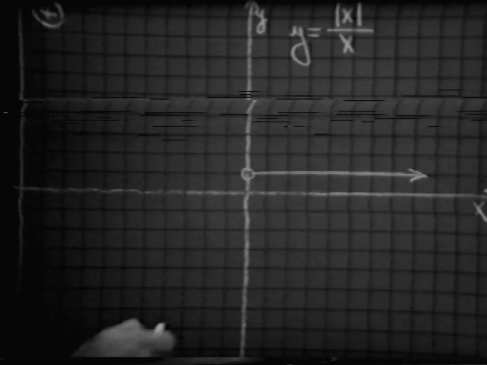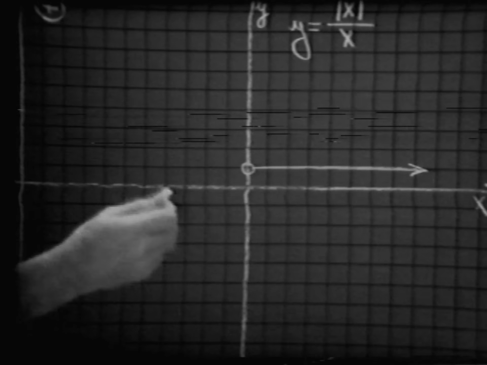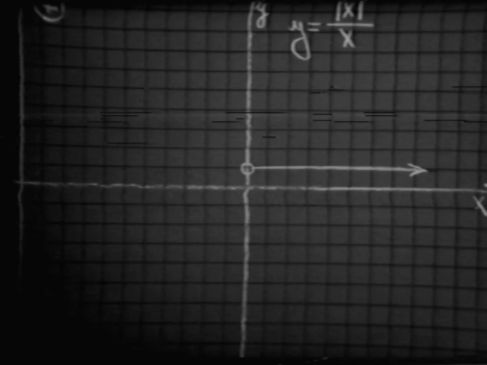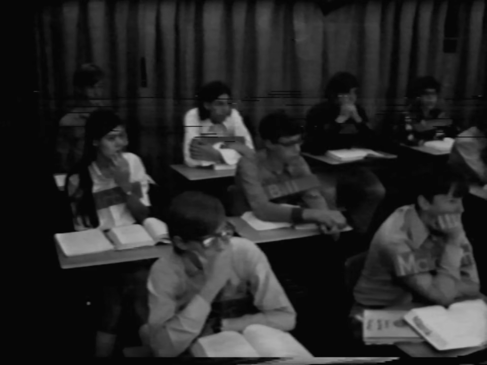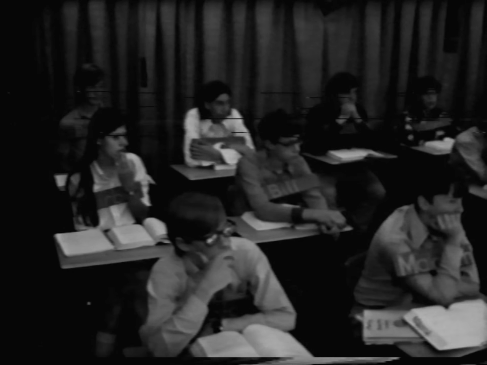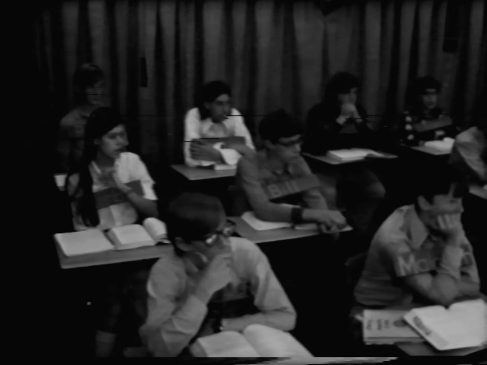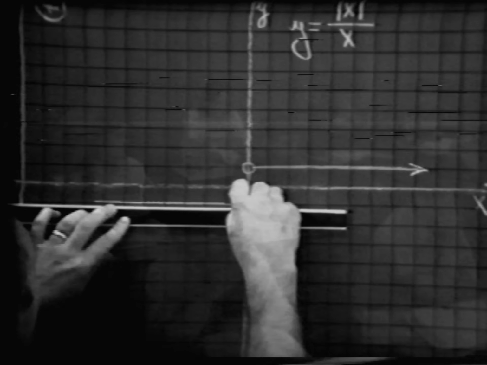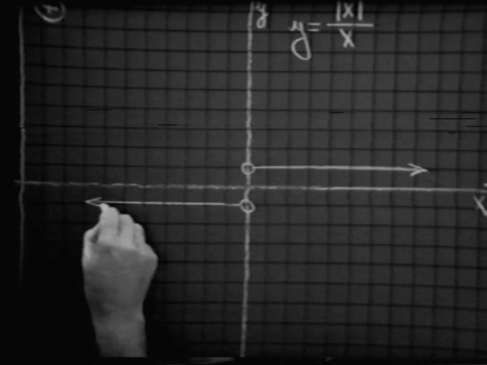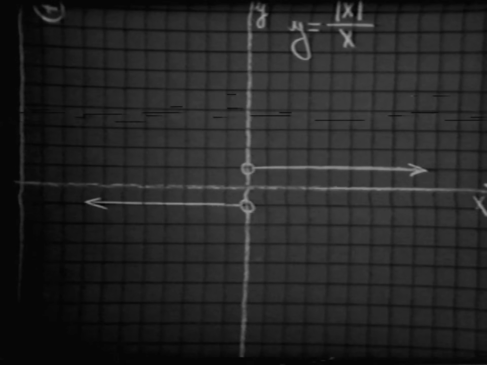So what is the graph going to look like when x is negative? Kirby? An open circle at negative 1 on the y-axis. Good. And a line to the left. Does everyone agree with that? Okay. The line would come to the left, and in fact, let's call that a ray because it goes on forever in that direction.